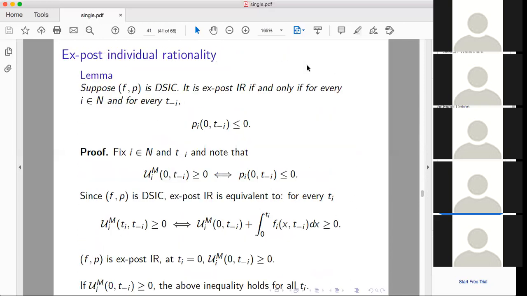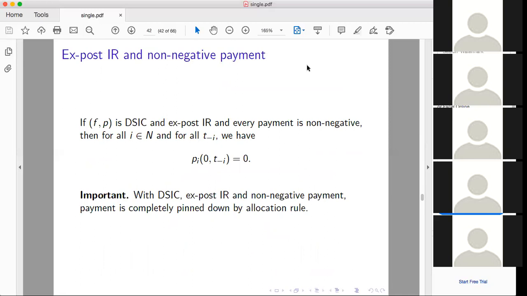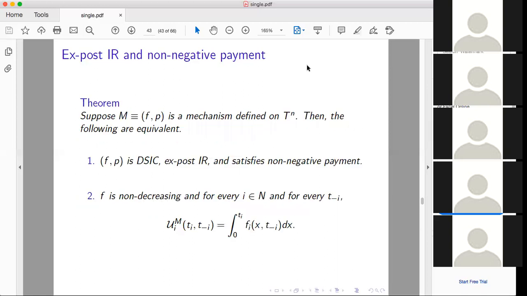So ex post IR and non-negative payment essentially means that pi 0 t minus i is equal to 0, and then we have this space of just non-decreasing allocation rules to worry about. This is just saying the same thing, that F, P is DSIC, ex post IR and satisfies non-negative payment if and only if F is non-decreasing and the utility function is completely determined by F.